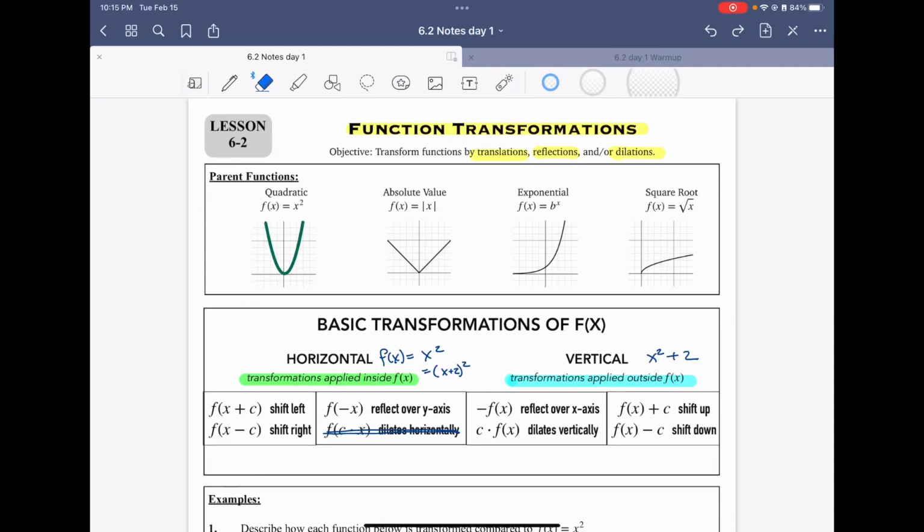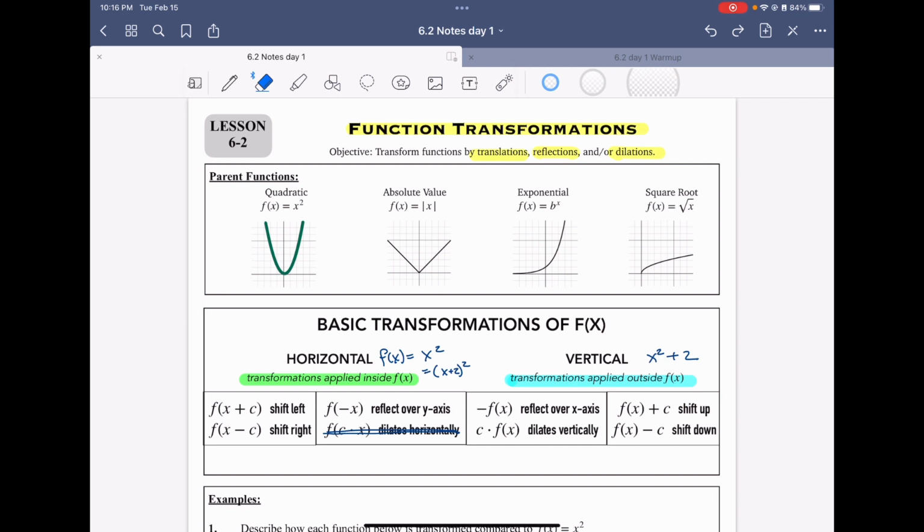All right, so this is part 2 of the video for lesson 6.2. So we are going to continue talking about function transformations. If you haven't seen the part 1 video, please go back and watch that one. Last time we talked about how transformations worked with quadratic equations. Now we're going to talk a little bit more about how they work with absolute value, exponential, and square root.